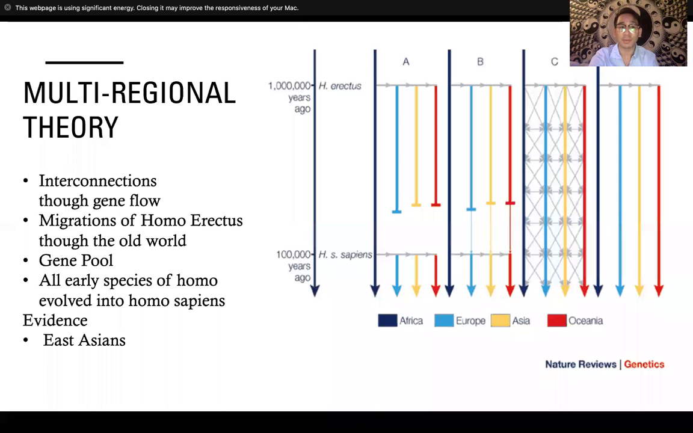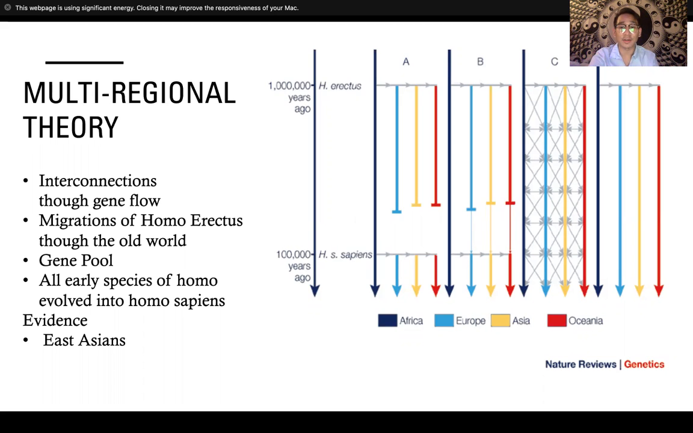Now onto the multi-regional theory, also known as the regional continuity theory or the polycentric model. It was proposed in 1984, and it states that modern human origins began about 2 million years ago, and each hominid variation occurs within a single continuous species. Its biggest assumption is that all human hominid populations were connected through gene flow.